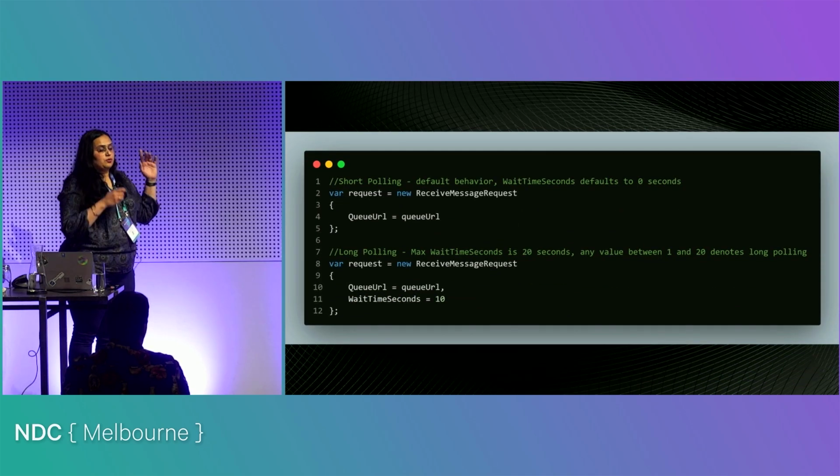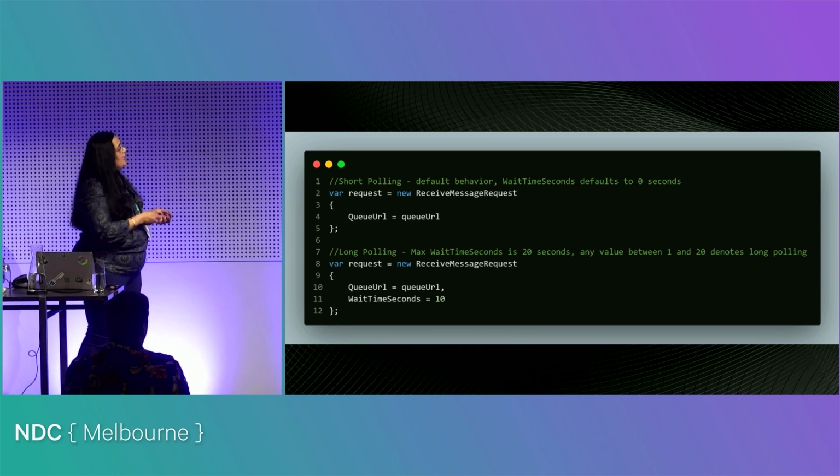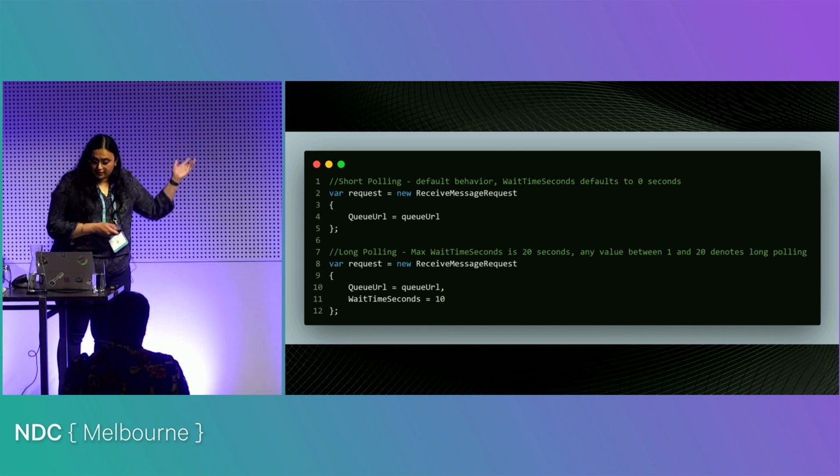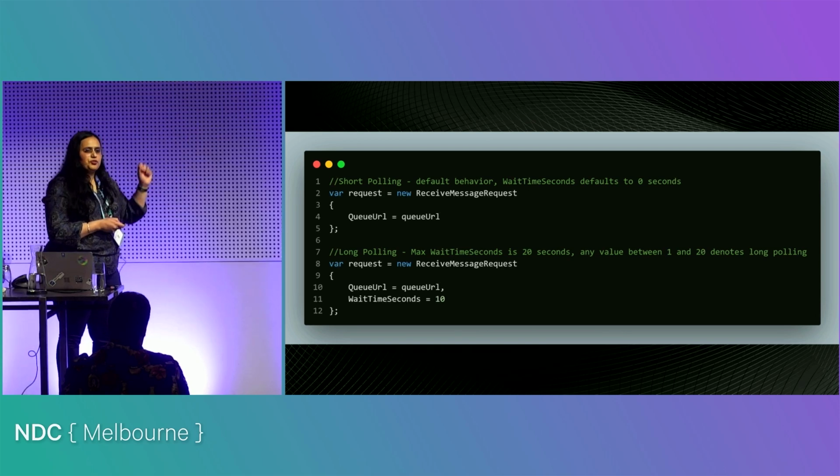But if you want to do it via code, the first option shows you what the default is. The default uses short polling with the wait time seconds set to 0 or the wait time just not specified. If you have a wait time seconds set to anything more than 0 and under 20, that is long polling for you. It waits for that amount of time before it tries to return a response back to you. So it can be useful, and this is a standout feature as well. You have some control of how you poll for messages.